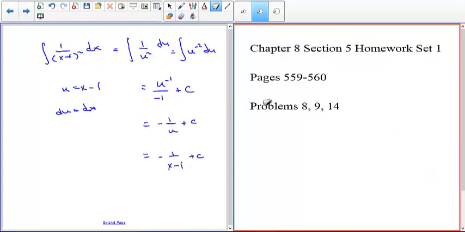So there's your homework. This is distinct linear factors and repeat linear factors. So probably 2 of them are distinct. One's probably repeat. It's more likely to get repeat linear factors.